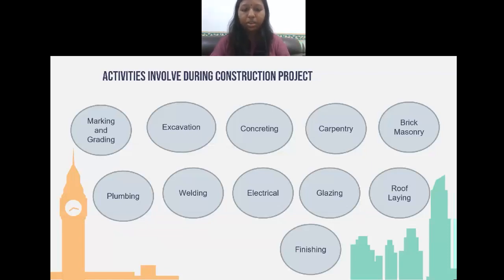For example, metal or steel roofs. Last is finishing, which means putting the final touches on a structure or building to be used. There will be final aesthetic touches for safety and function.